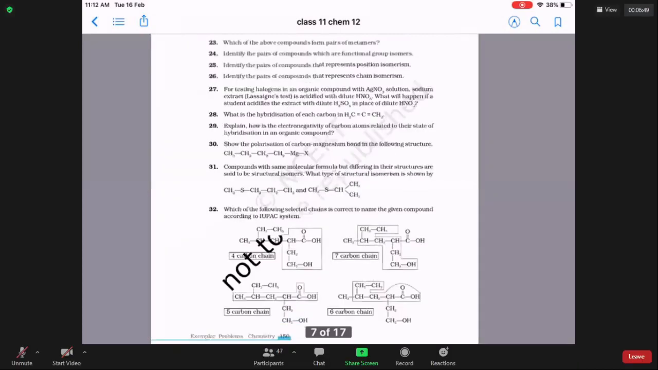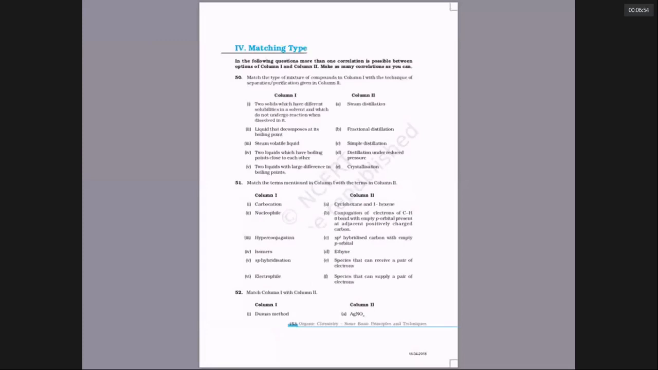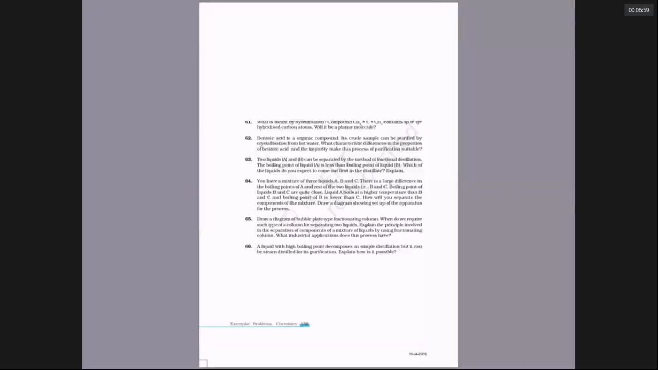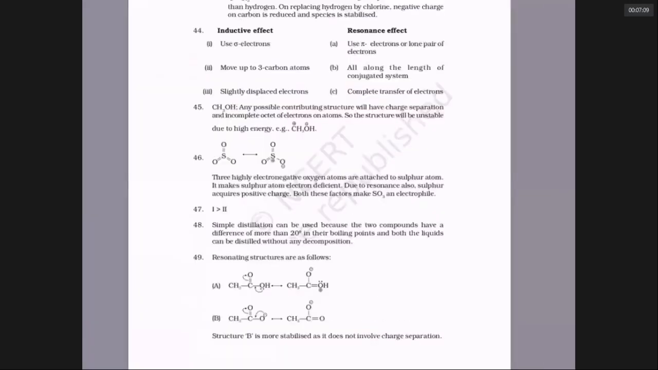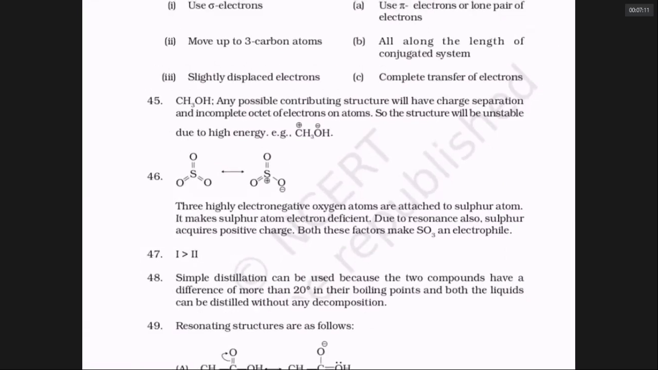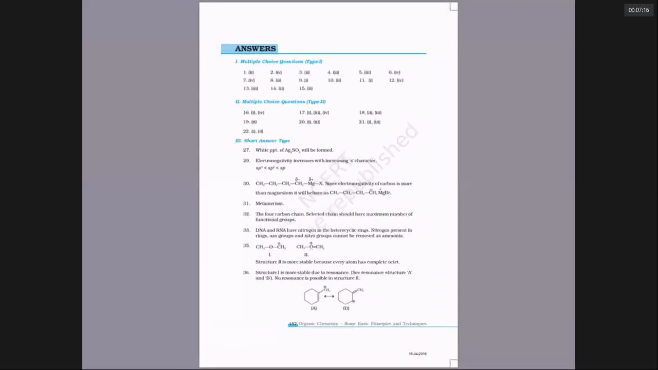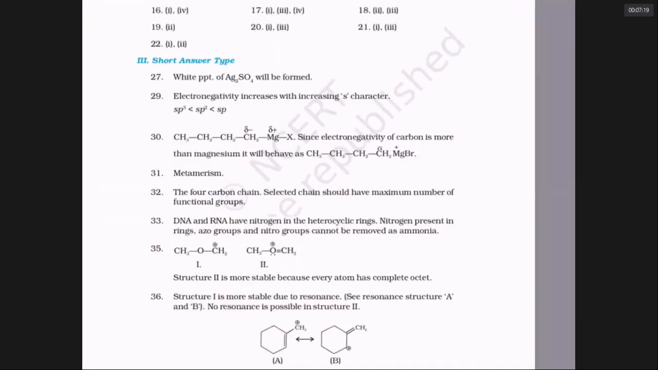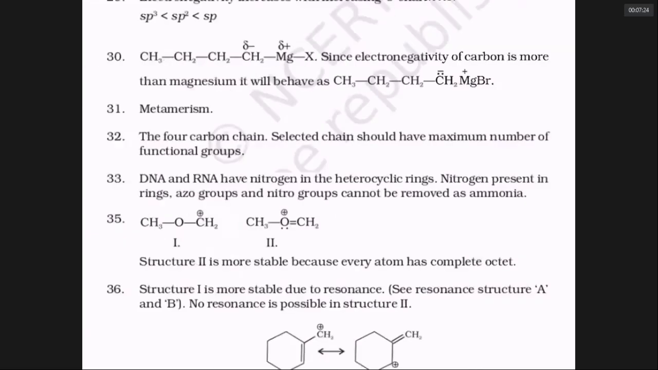That is the answer to question number 32. If you don't know, you will go to the end of the lesson and see the answer to 32. The 4 carbon chain, select the chain that has the maximum number of functional groups. That is the message.